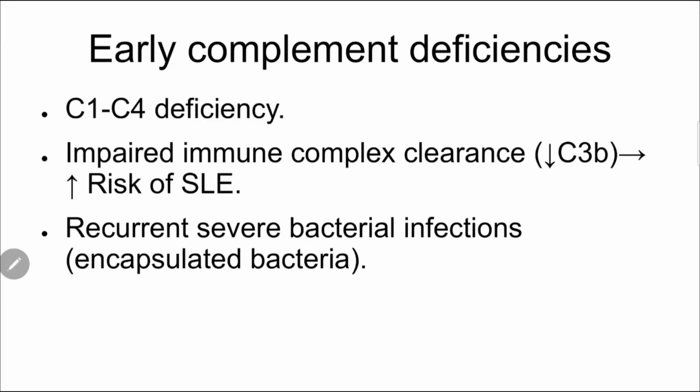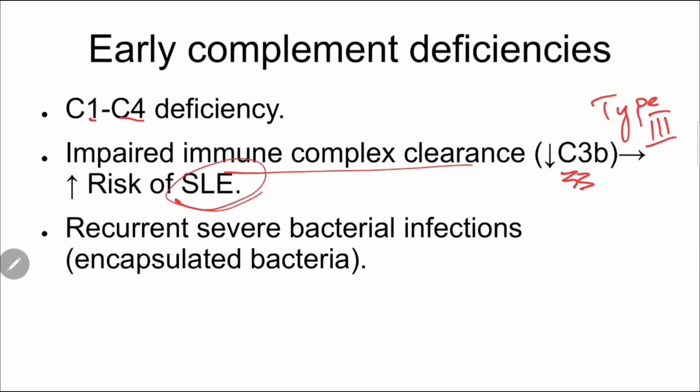Next are early complement deficiencies. So early complements are going to be from C1 to C4. So these contain your C1, C3, right? And most importantly, C3. You know that your C3, especially C3b, is responsible for immune complex clearance, right? I've talked about this before. So if you have low C3b, that means your immune complexes will not be cleared. They will accumulate in tissues, and that can cause what kind of hypersensitivity? Exactly, type 3. And do you remember the most important type 3 hypersensitivity reaction that I talked about? Exactly, SLE. So you have an increased risk of developing SLE.